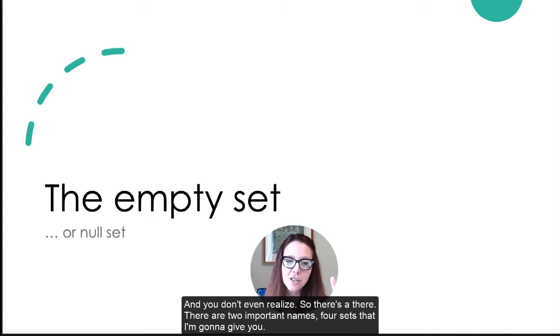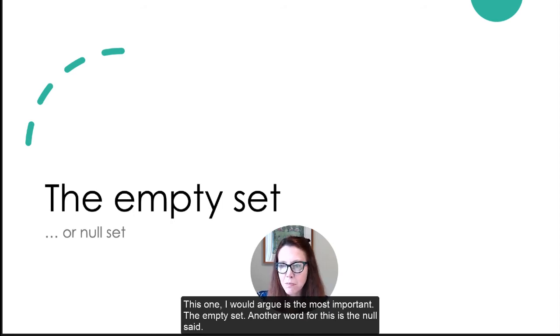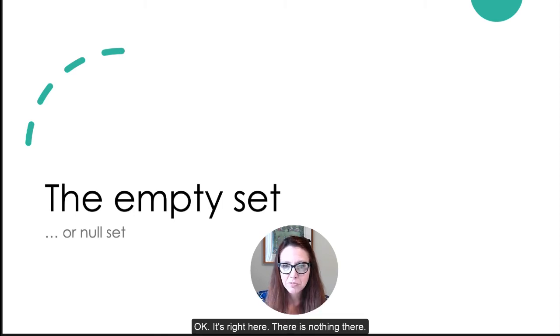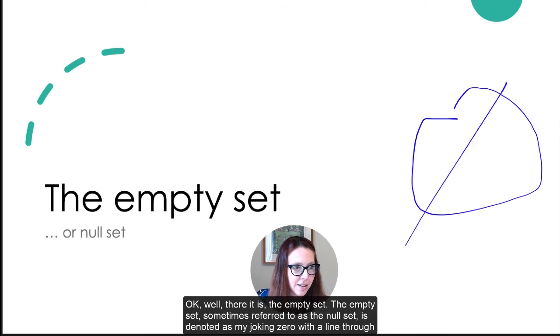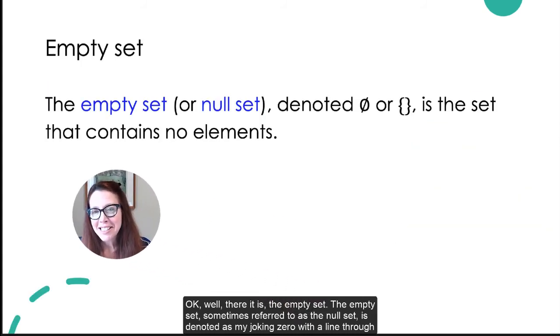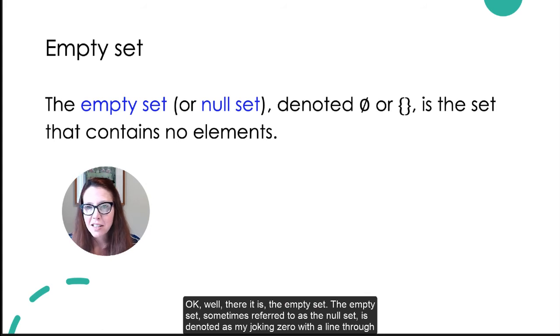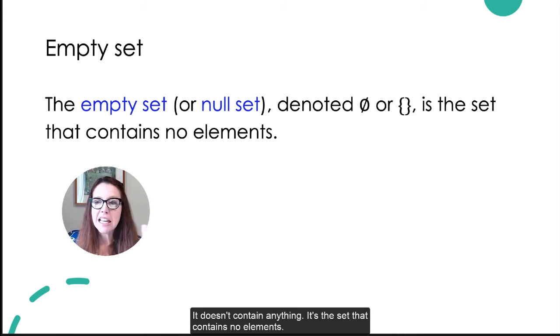There are two important names for sets that I'm going to give you. This one I would argue is the most important: the empty set. Another word for this is the null set. Okay, it's right here. There's nothing there. The empty set, sometimes referred to as the null set, is denoted as a zero with a line through it. It doesn't contain anything. It's the set that contains no elements.